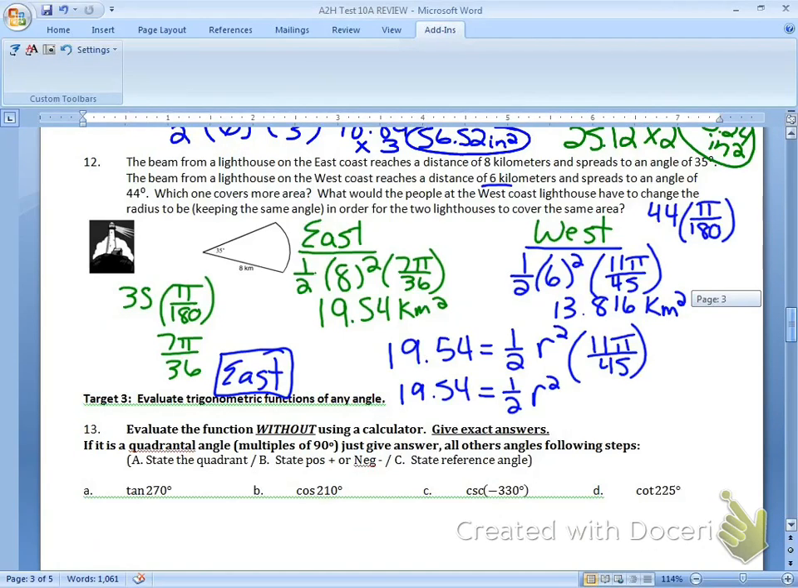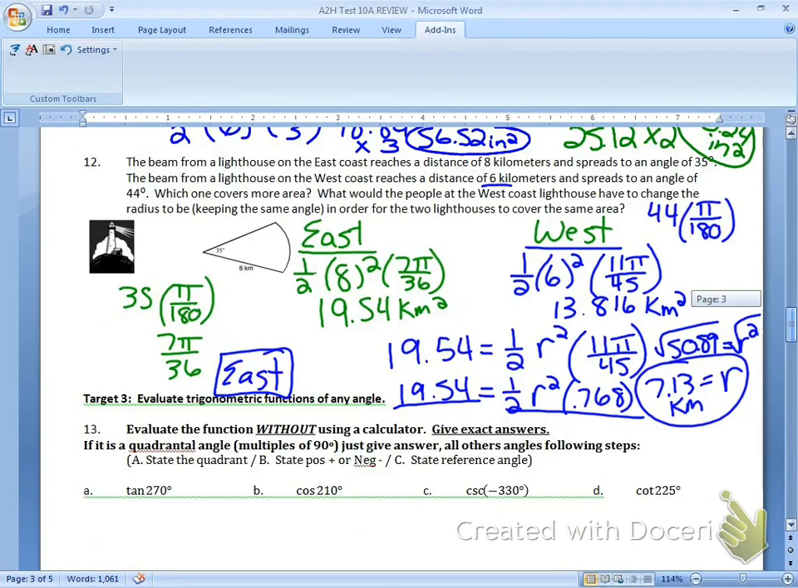11 pi over 45 is 0.768. I'm running out of room here. And then we multiply 0.768 times 1/2. Divide by that on both sides. We're going to end up with 50.89 equals r squared. Square root both sides. And r equals 7.13 kilometers. And that would have to be the radius of the west coast in order to get the same area.